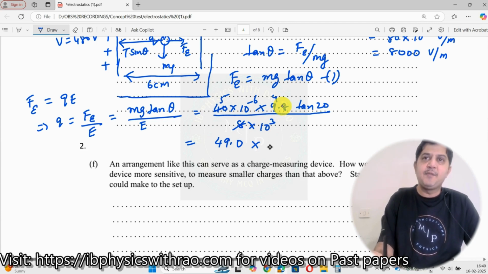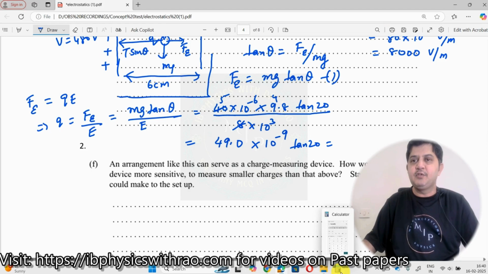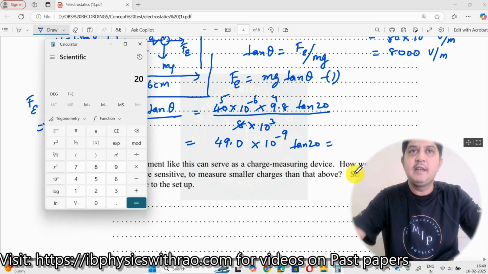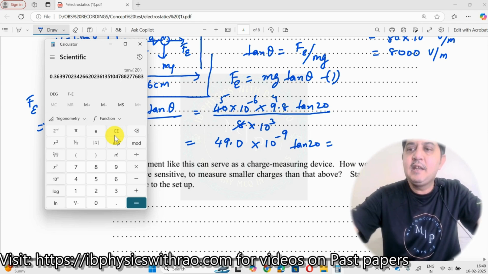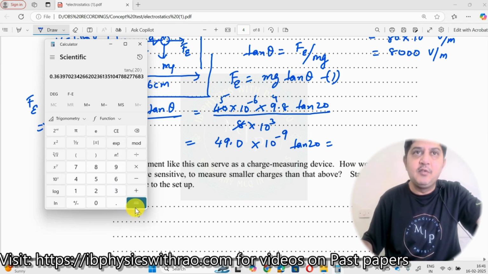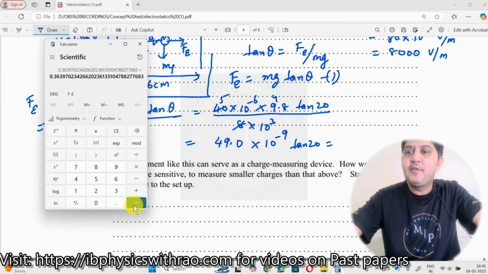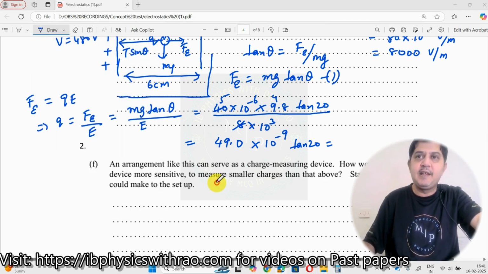When it goes upwards, it becomes 10 power minus 9 over here. And I need the value of tan 20. Let us use the calculator to get that value. I take 20, then tan 20, and multiply this by 49. I get the answer here as 17.83.